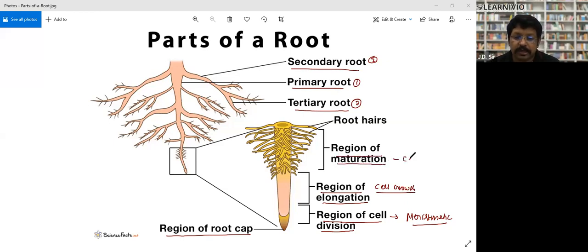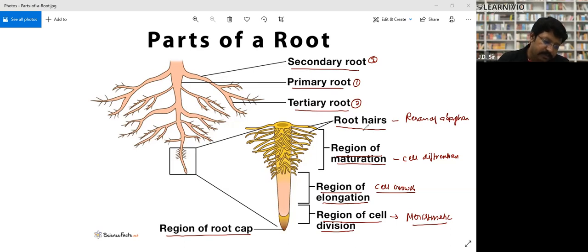In the region of maturation, cell differentiation takes place, meaning division of labor takes place at this region. Most of the cells of this region get converted into root hair. Root hair is that part. This is also called the region of absorption. At this region, absorption of minerals and water takes place maximum. So this was all about the root system. Clear?